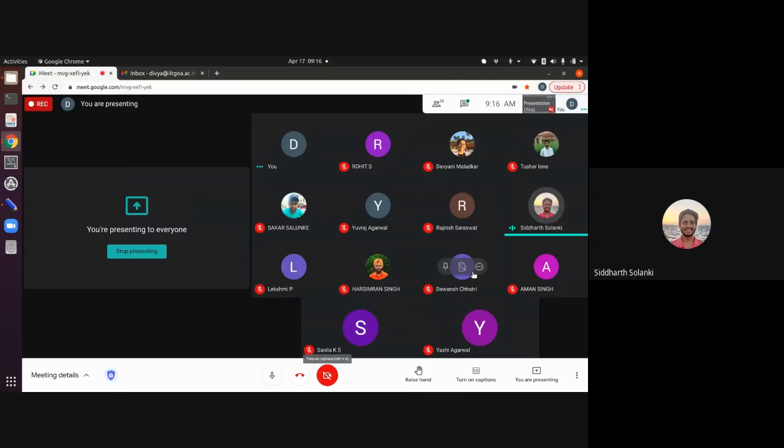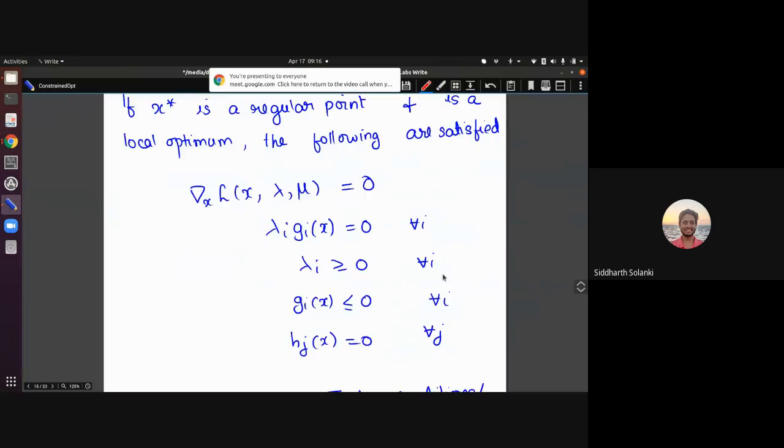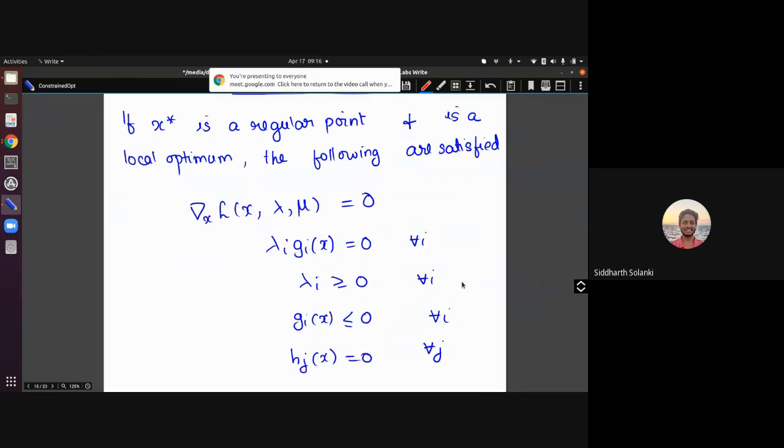Ma'am, in the KKT conditions, we mentioned in the second condition that lambda_i g_i(x) equals 0, and in the second last we say g_i(x) is also less than or equal to 0. But since we are only considering the active constraints, why are we writing it extra, that g_i(x) is less than or equal to 0? Okay, so in this form that we have, it's not only for the active constraints. We are writing it for all i from 1 to n. So this is not only for the active constraints.